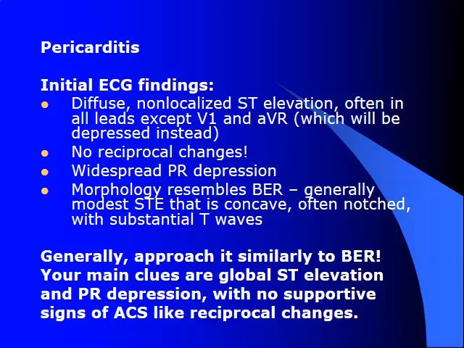Findings in pericarditis are going to be diffuse, non-localized ST elevation, often in all leads except V1 and aVR, which should be depressed. You won't have any reciprocal changes. You'll have widespread PR depression. The morphology usually resembles benign early repole, generally modest ST elevation that's still concave and often notched with long T waves. Generally approach it similar to benign early repole. Your main clues are global ST elevation and PR depression with no supportive signs of ACS like reciprocal changes or Q waves or hyperacute T waves.